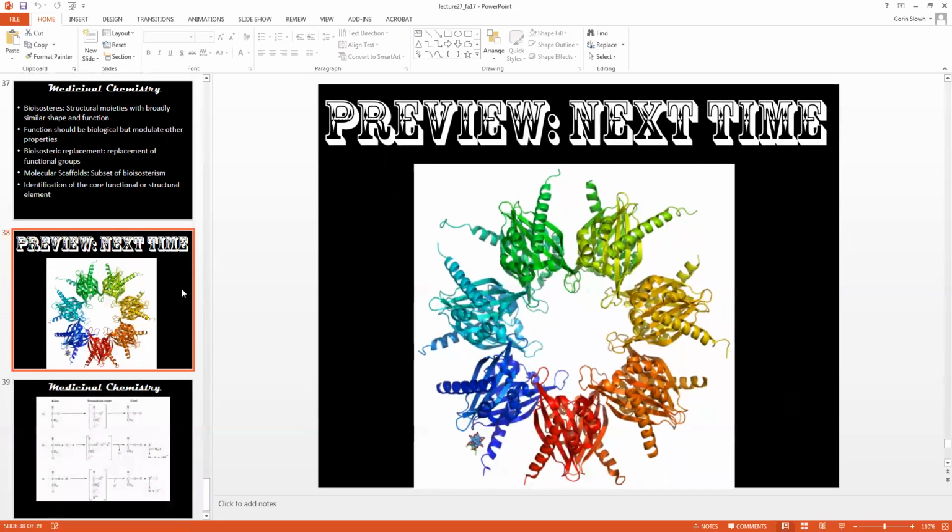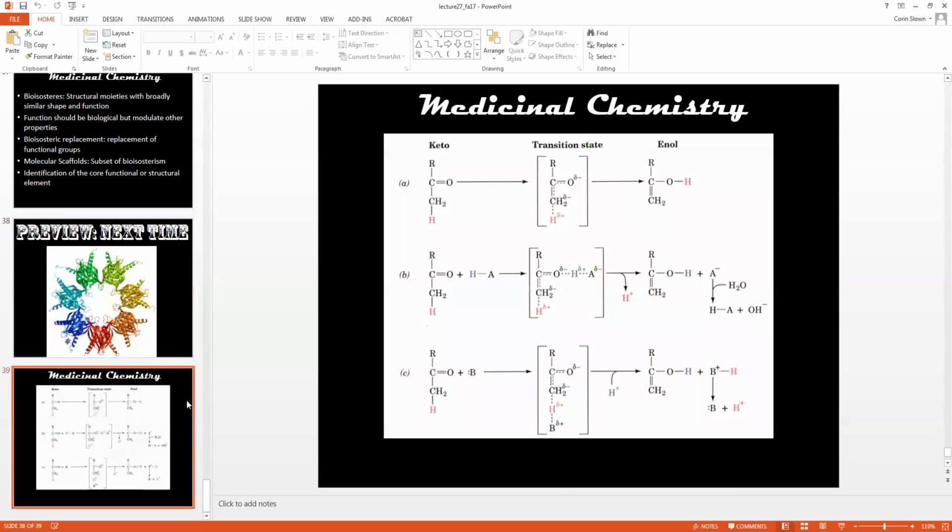So next time we'll do a quick review of metabolism in general and some of the big ideas. Just as a quick recap, remember, here's keto, the transition state, and an enol. This is something that's going to show up again and again, particularly on the final.